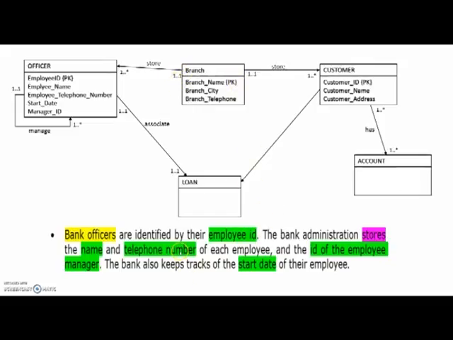And in the second sentence, it mentioned the ID of the employee manager, which means we're gonna draw a line again and show the relationship between the manager and the officers. So it means that the manager manages one or many officers, and the officers are managed by only one manager.